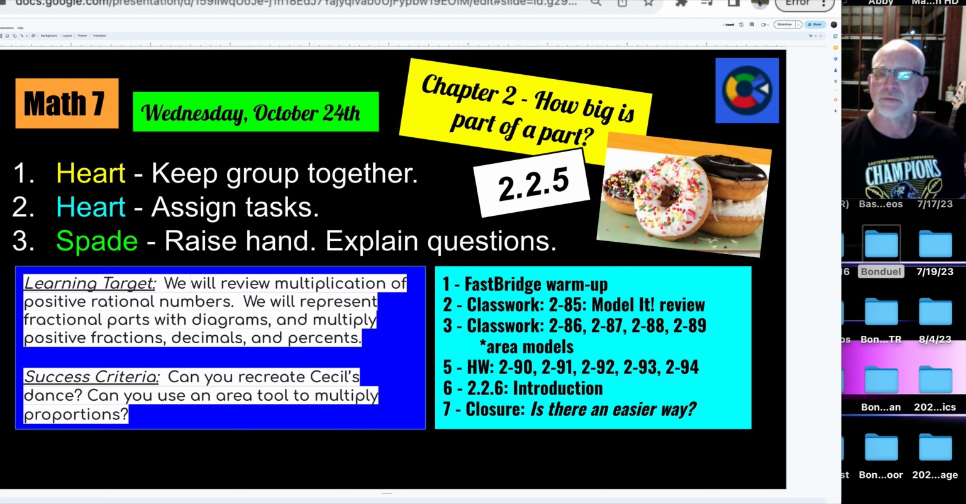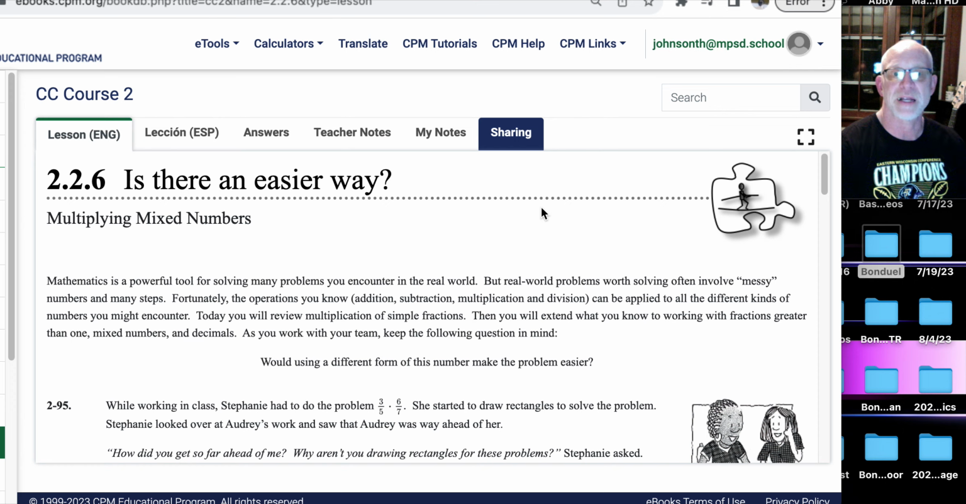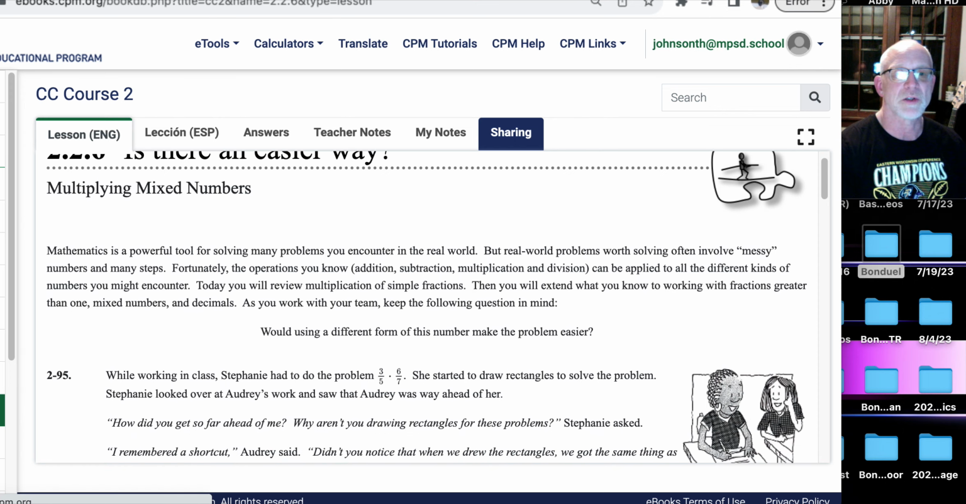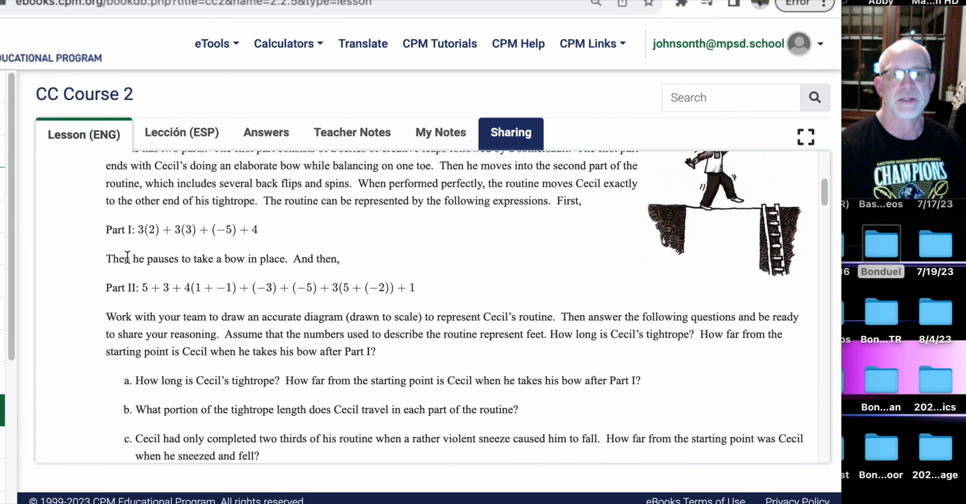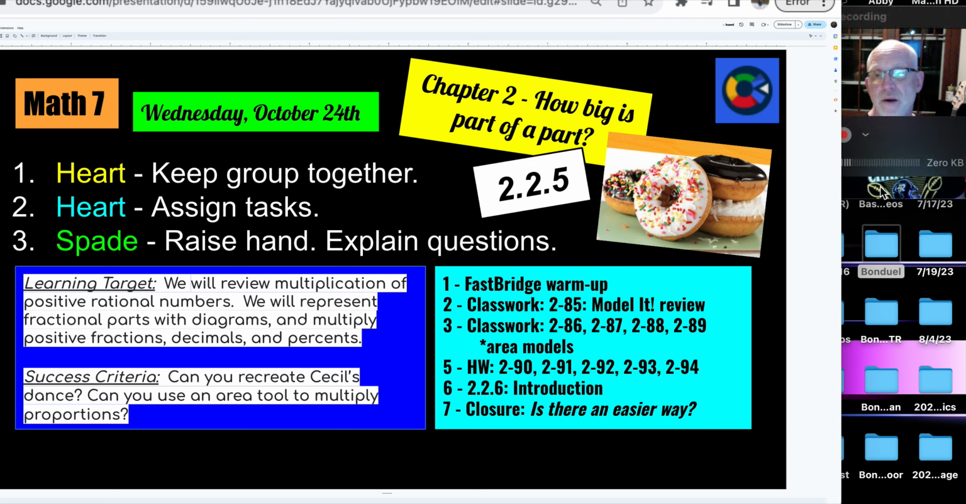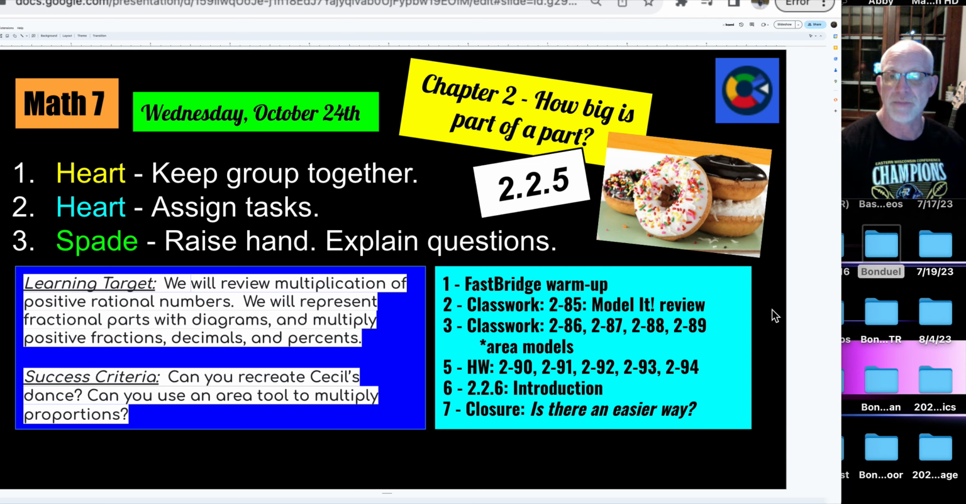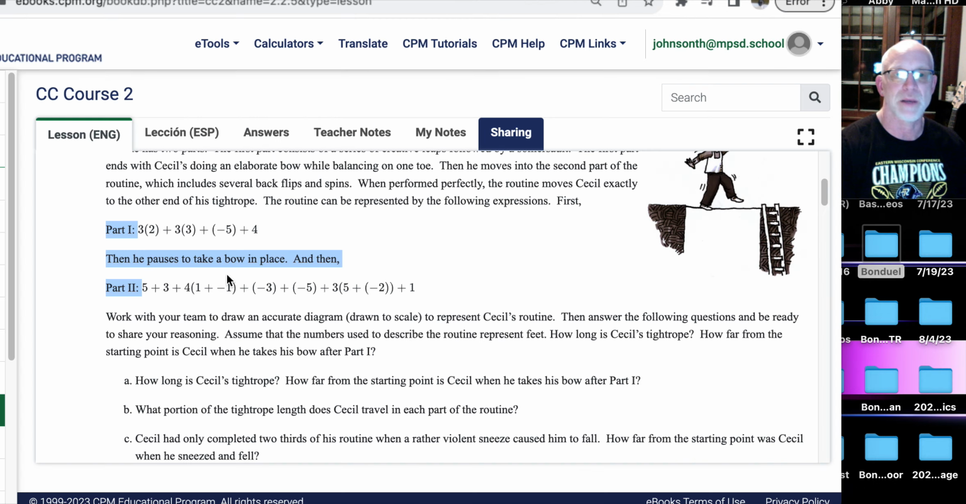Okay. The first thing we're going to do is look at the Model It review. So that was Cecil's dance, if you remember Cecil's dance. If you look at the video that I attached in 2.2.5, we're talking about this dance. Remember the part 1 and the part 2? You made posters on this. So we're going to review that. That's attached on the stream. After that, we're going to look at 286 through 289, and we're looking at area models.